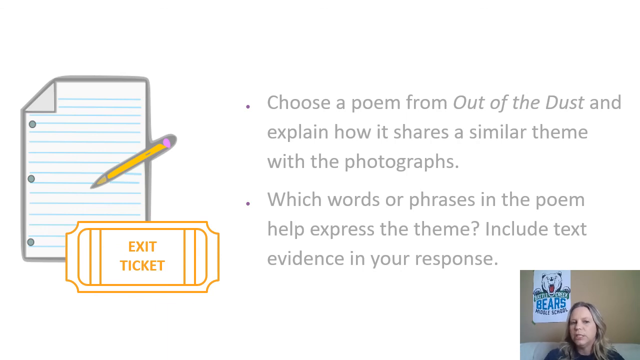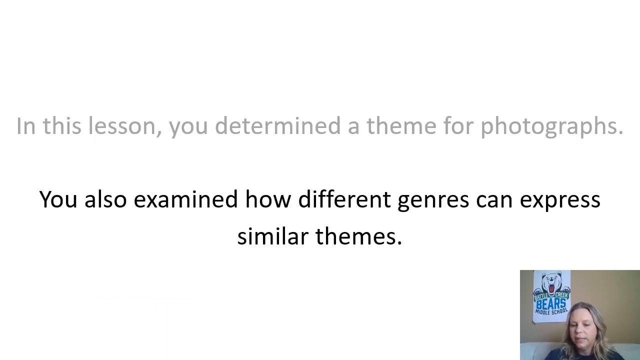So with that, in today's lesson, you determined a theme for photographs, and then you also examined how different genres can express similar themes. What we're doing here is comparing the poems to the photographs. So we're digging back into the novel. We're going to pull out a poem that shares a similar theme to the photographs, and we're going to examine that poem and pull out some of those keywords or phrases that showed us the theme in that poem.